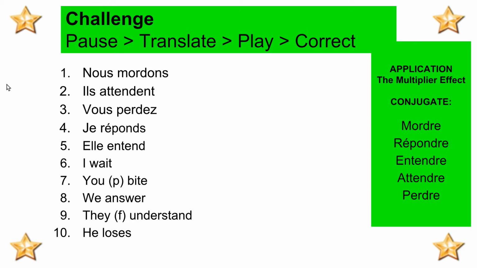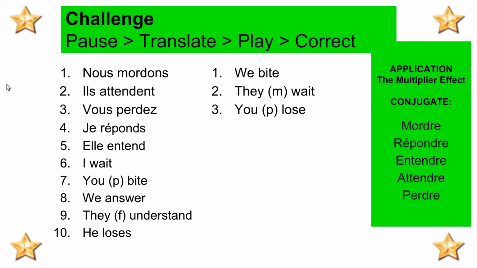Numéro 1. Nous mordons, we bite. Numéro 2. Ils attendent, they wait. Numéro 3. Vous perdez, you lose. Numéro 4. Je réponds, I answer. Numéro 5. Elle entend, she hears or understands.